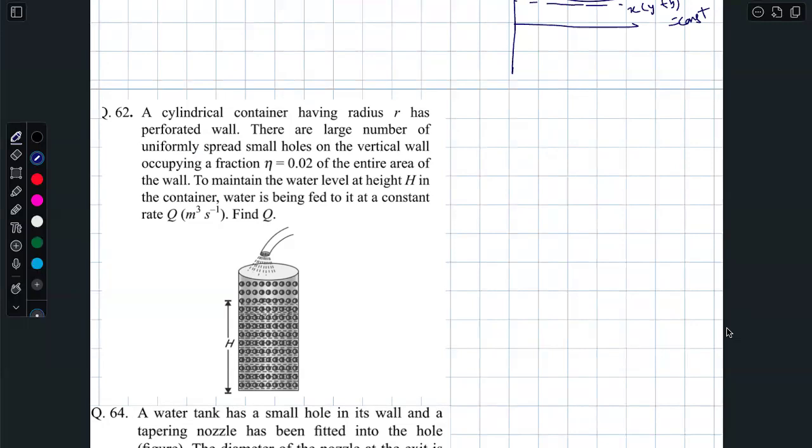Right or not? So what you need to do here is, now for example, you take a hole at a depth y randomly. Okay. Now, the velocity of efflux here is root 2gy. Agreed? Total area, what would it be? 2 pi r. What is that? Not height h, let's take it as L.